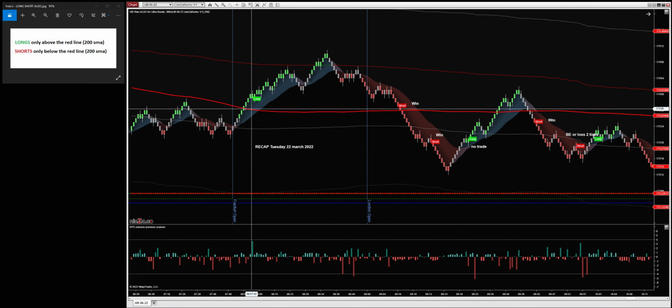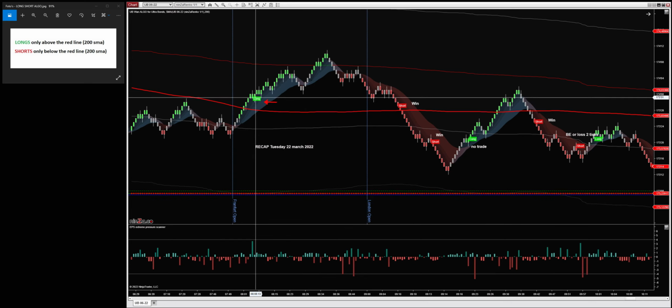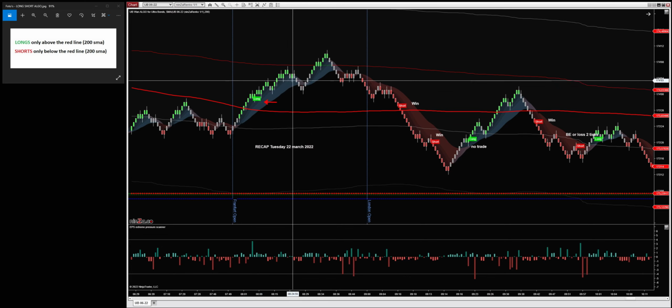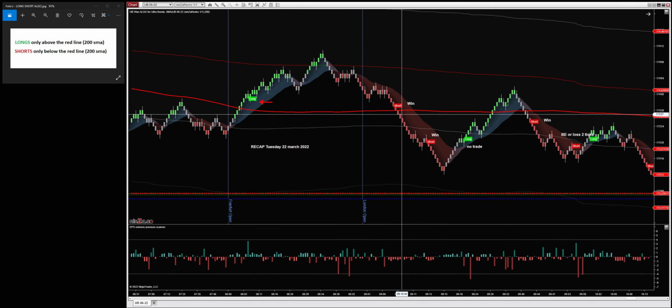So we had Frankfurt. This was a win for those guys who trade Frankfurt. You can enter on the green candle. We don't enter on a gray candle. Same for shorts. Here we are below the 200.